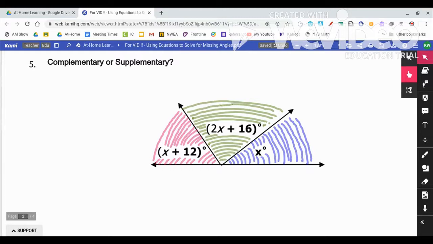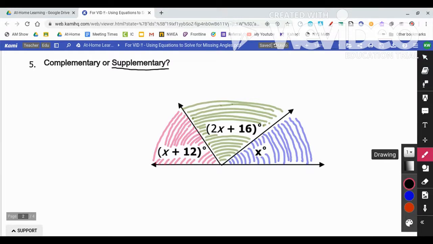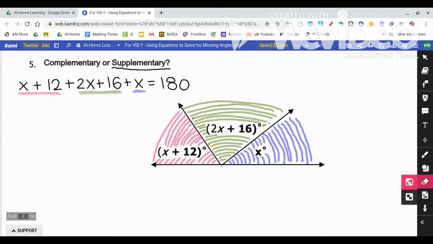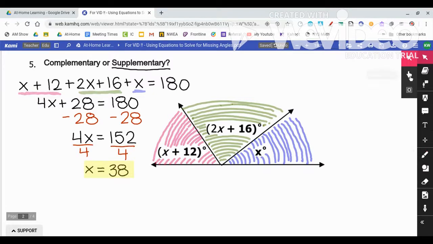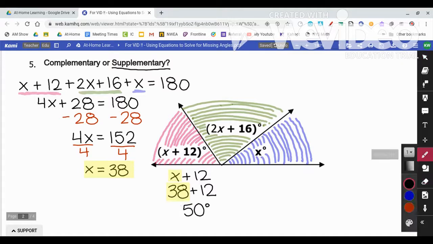These three angles make up a straight line, which I know is 180 degrees. So they are supplementary. I'm going to add all three angles together and set them equal to 180. Then I combine like terms and I solve my equation as normal to try to find x. Once I found x, I have to plug in 38 every time I see x to solve for each missing angle.